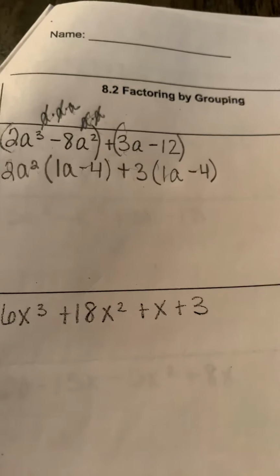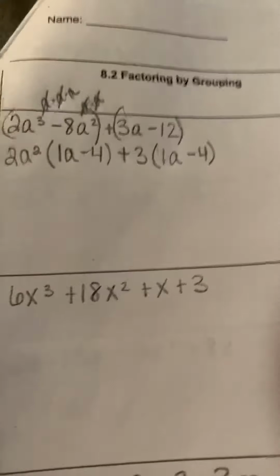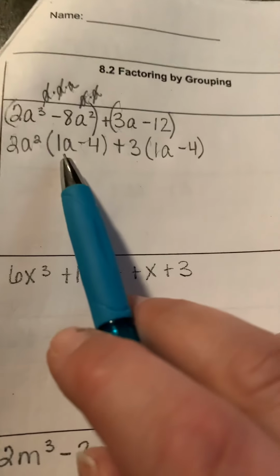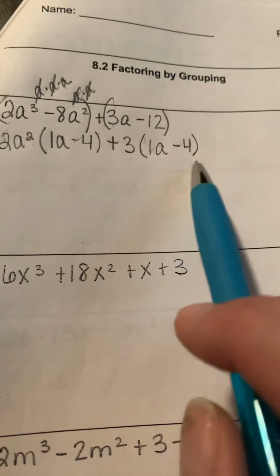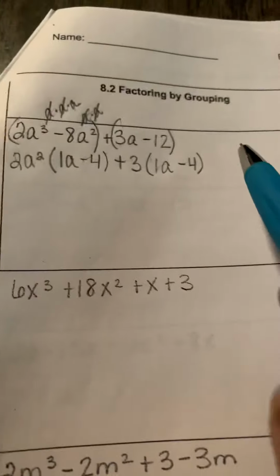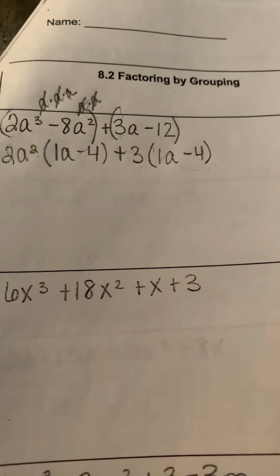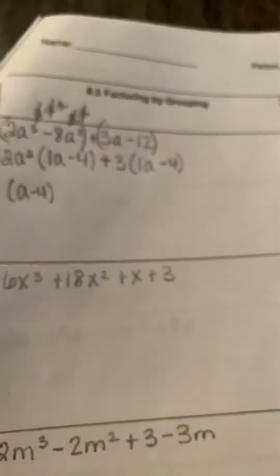And then we're almost done. We've got to see what our factors are with the information that's left. Well, if you notice, what's in parentheses here is exactly the same: 1a minus 4, 1a minus 4. So that's one of our factors. And instead of writing a 1 in front of my a, I'm just going to say a. So one of my factors is a minus 4.